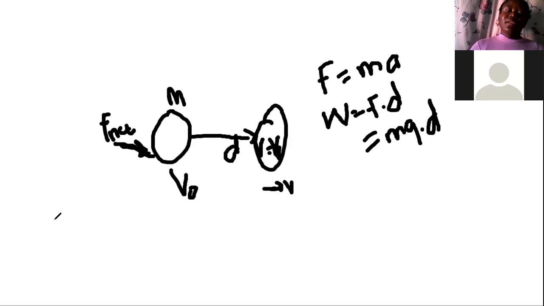From the kinematics, we defined that if we want to know the speed, the final speed squared is equal to the initial speed squared plus 2 times the acceleration times the displacement.